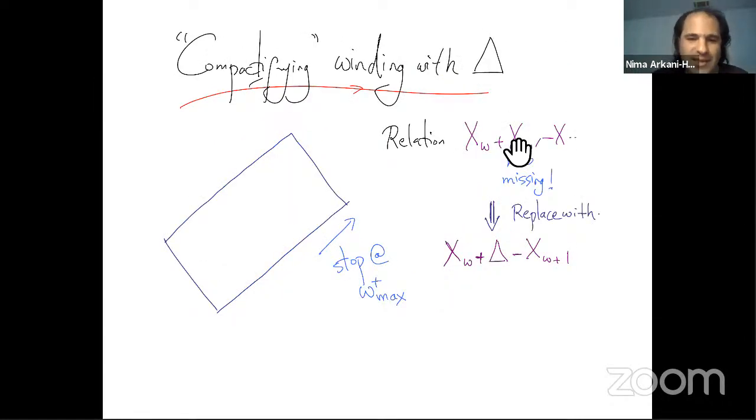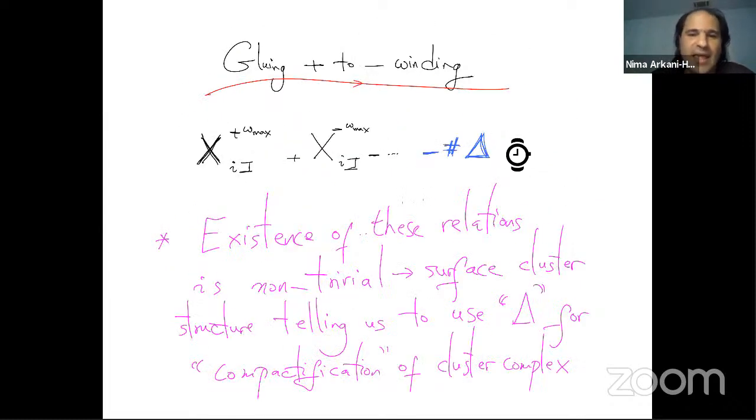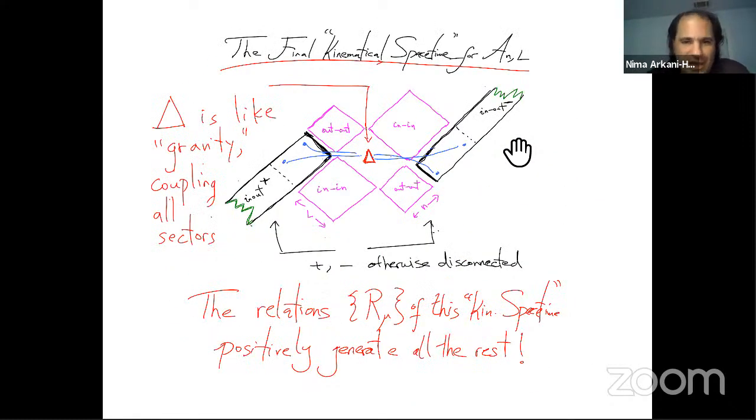The key point is that there is a natural way of stopping this winding and compactifying using delta. In the end, there's a picture for the full kinematical spacetime where there's a part that involves just the in-out variables. There's a part that just involves the out-out and the in-in variables.